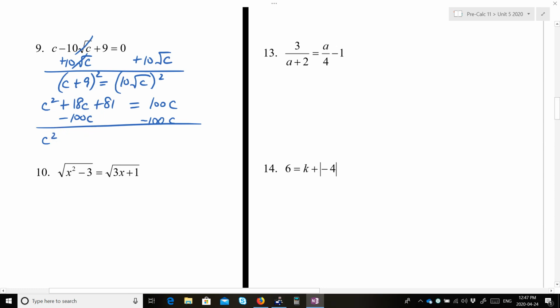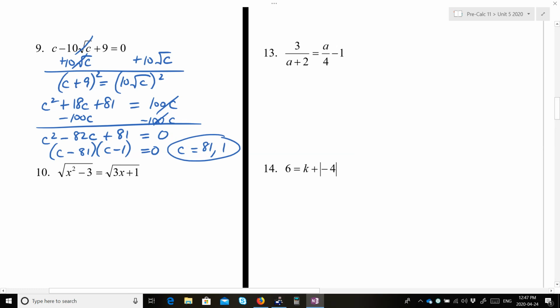18c take away 100c is negative 82c plus 81 equals 0. Does this factor? Yes. Minus 81 and minus 1. So, possible answers are 81 and 1. Do they both work? Yes, they do. You can check them out.